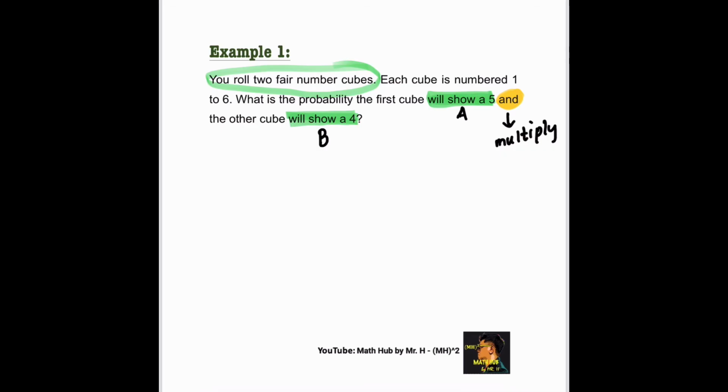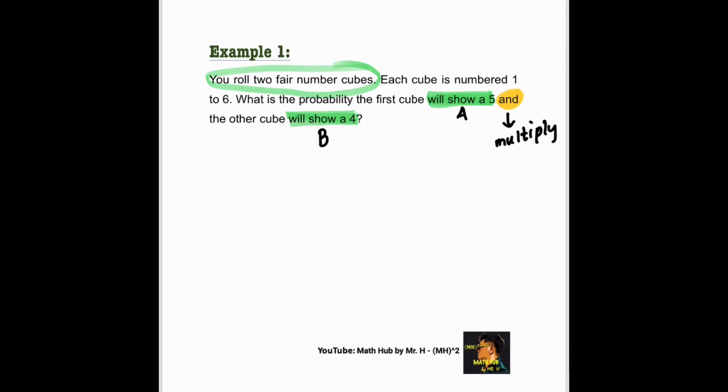All right, so the first cube will show a 5 and the second cube will show a 4. So basically they are independent of each other, right? Cube A will definitely not affect whatever is going to appear on cube B.